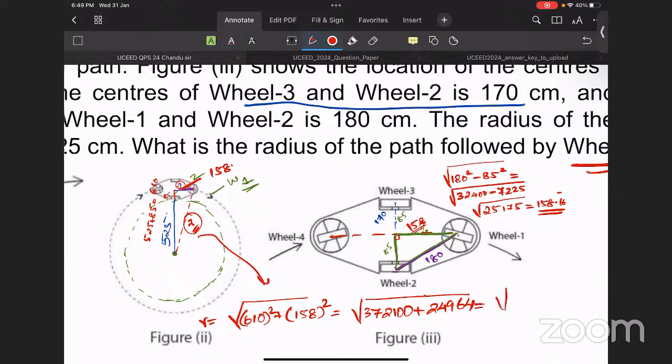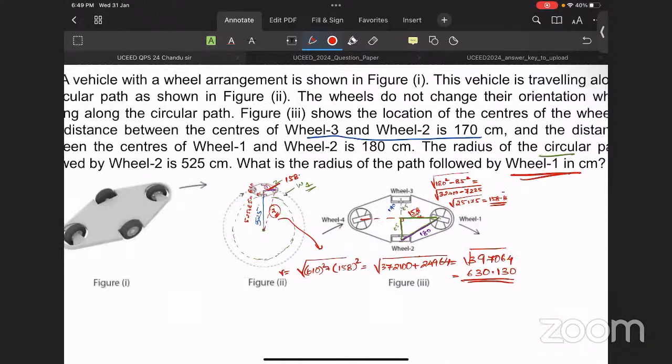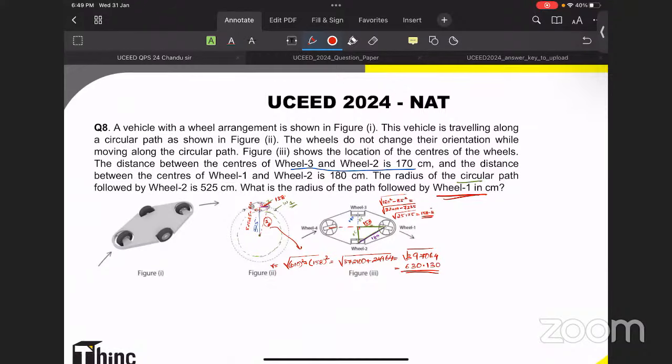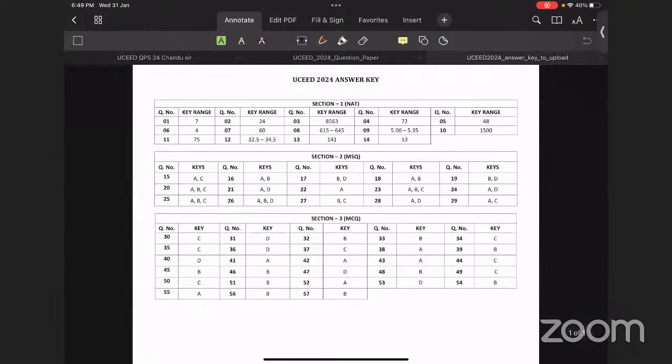That is equal to 397064. If you take the root of this, it will come to about 630.130. Okay, so the answer is in a very wide range. It is being given, I think, from 615 to 645, or let me take you to the key. So the range, you can find it here, 615 to 645.